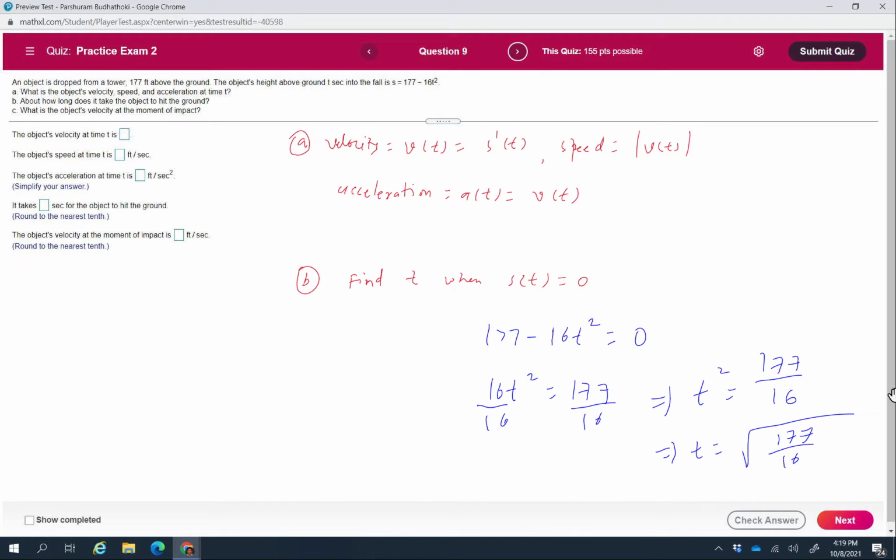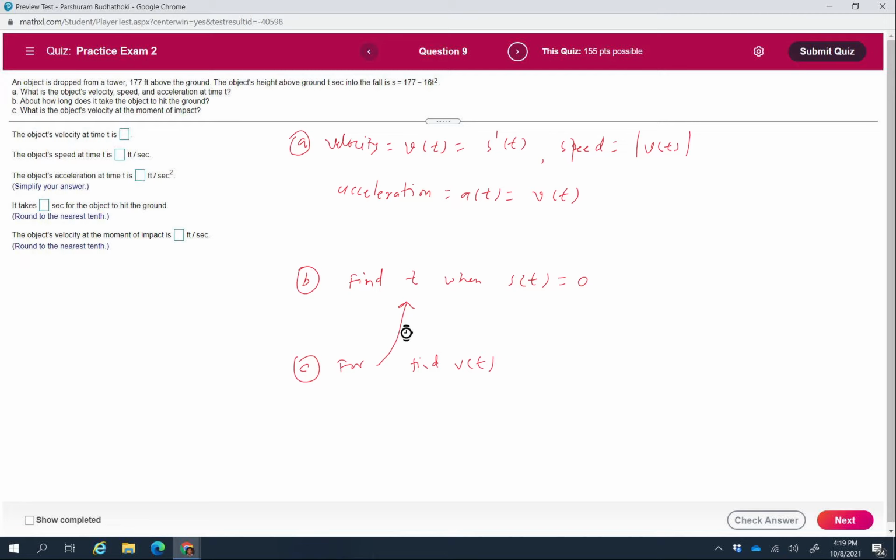So that's the time. One is a positive value, one is a negative value, but the negative value doesn't matter to us because there is no negative time. So the only answer is the square root of 177 over 16. That's the time when the height would be 0, when the object hits the ground.